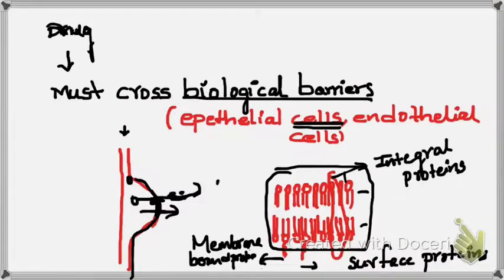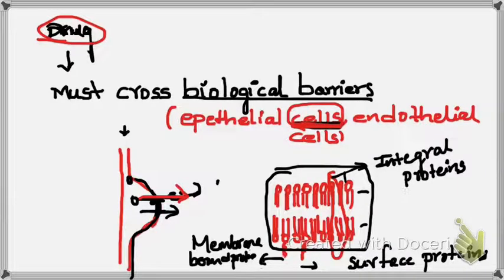For the drug to be absorbed, it must cross several biological barriers. There are epithelial cells or endothelial cells or anything. We all know that our body is made up of cells. So these cells are made up of cell membranes. So for the drug to be absorbed, the drug should cross the cell membrane.